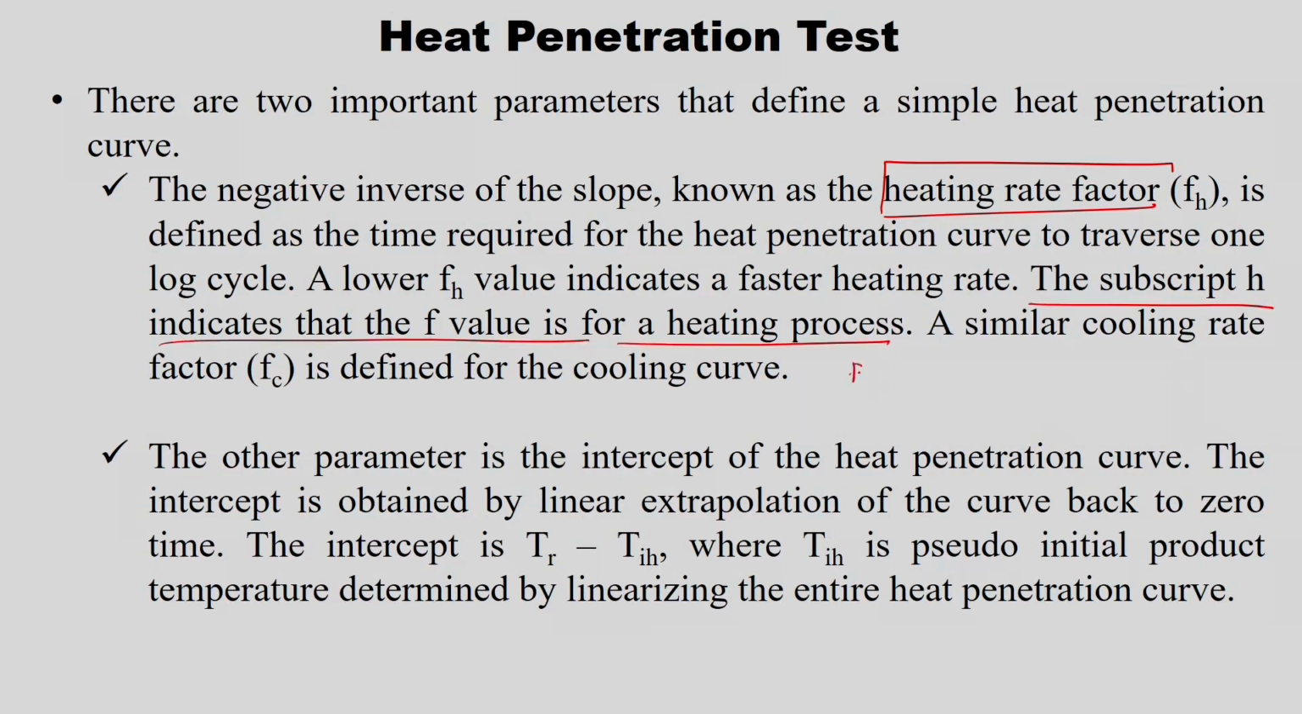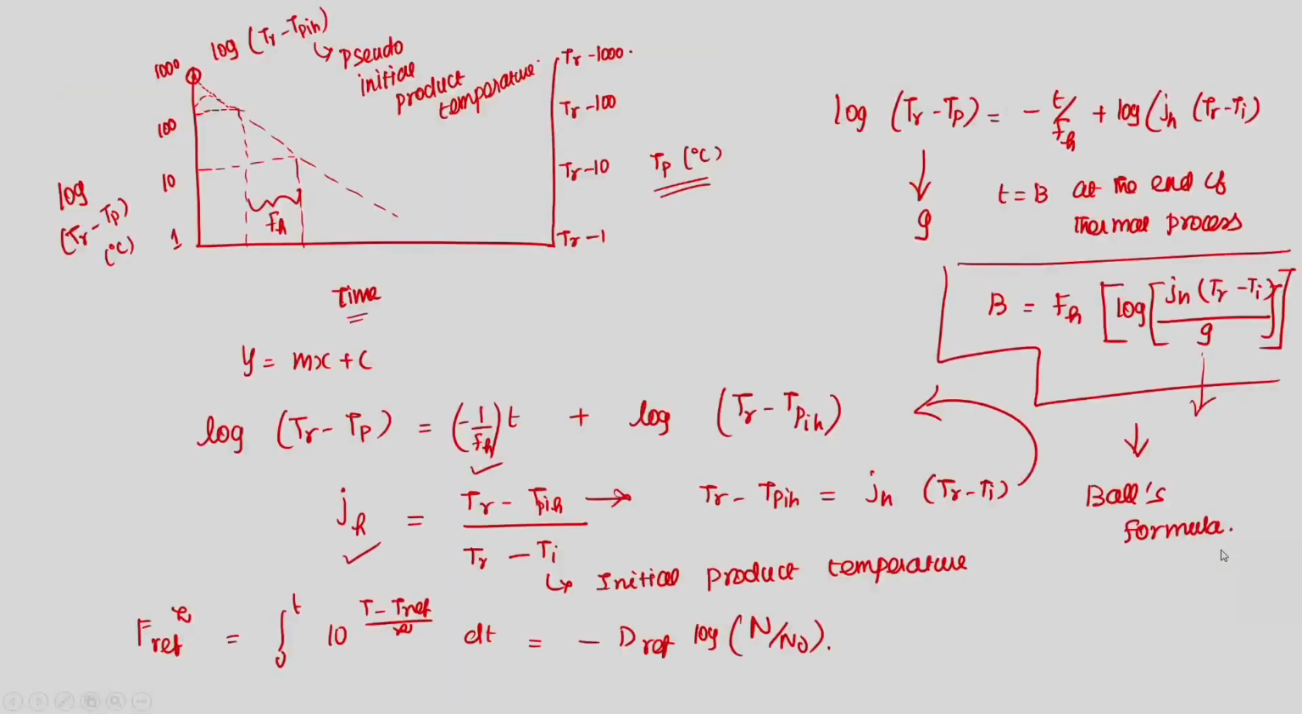Similarly, you can find out Fc as well, which is for the cooling process, because after the thermal processing is done, you are supposed to cool the product to the atmospheric temperature. The second factor we have seen is the intercept of the heat penetration curve. The intercept is obtained by linear extrapolation of the curve back to 0 time. So, the intercept is Tr minus Tih, where Tih is the pseudo initial product temperature. I might have shown you as Tpih, where I have also included the p term, which is the pseudo initial product temperature determined by linearizing the entire heat penetration curve, right. So, this we have seen.